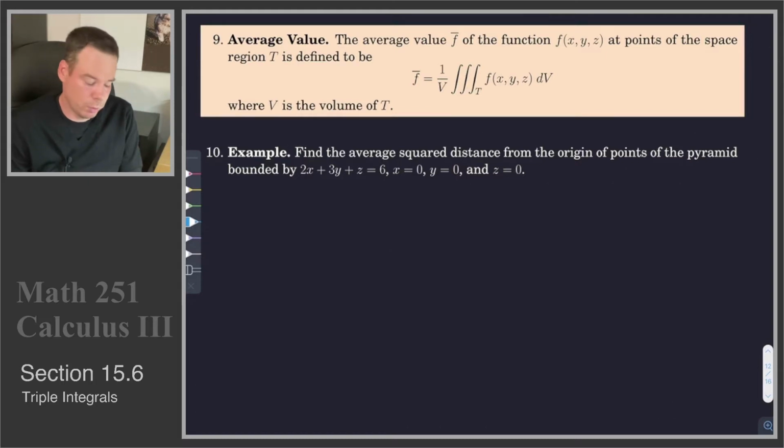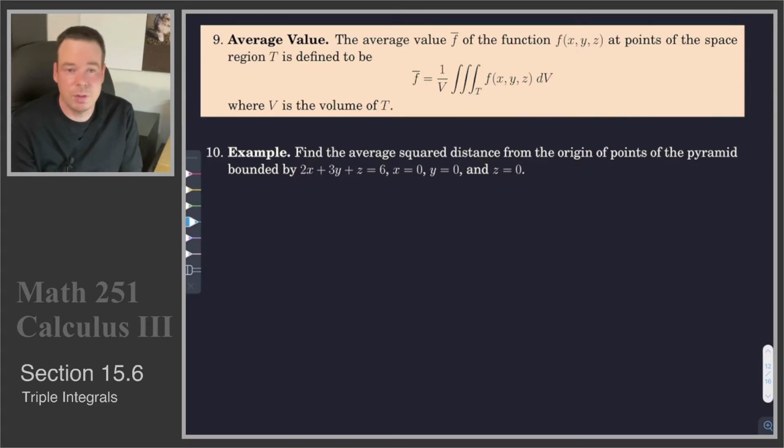In this last example, we're going to look at the average value of a multivariable function. So the definition is given here. The average value, f bar, of the function in the domain given by the region T is defined to be 1 over the volume of the region times the triple integral of the function over that region. Now let's just think about why this would be the case.